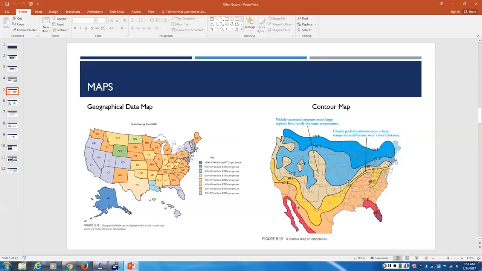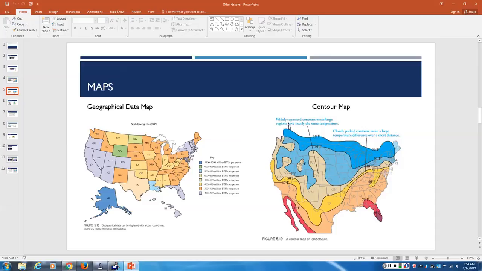Now, your contour map is still showing you a map of the United States, but your contour map basically is showing you a map of temperatures. And it is a little interesting to compare the contour to the energy use map, because there's a lot of other factors going in there besides temperature. Contour map looks only at temperature.